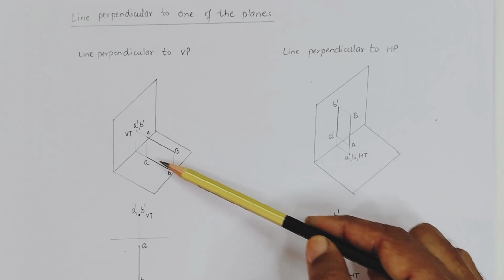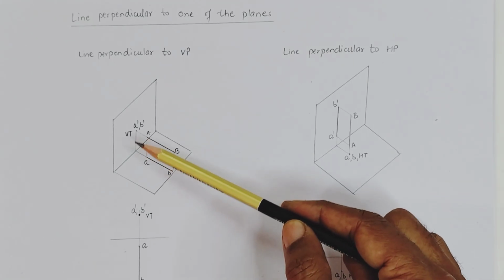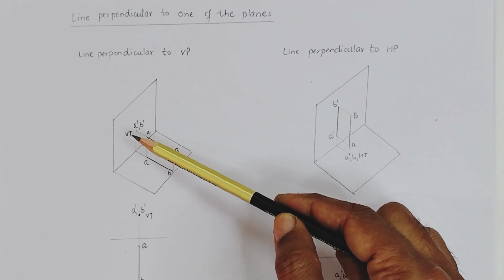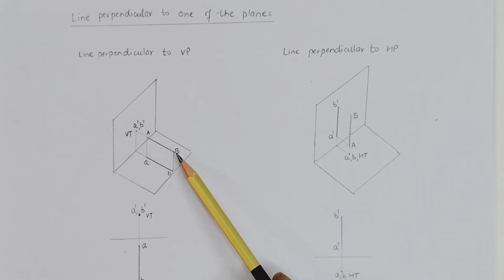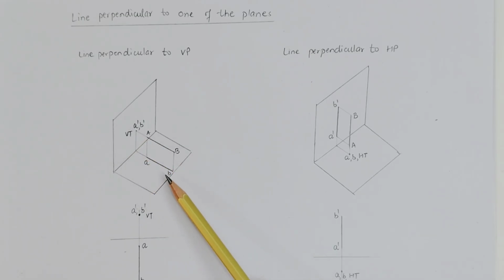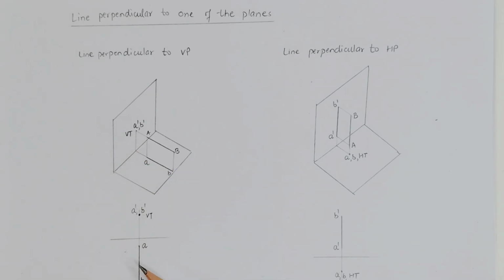In the top view, we have the line projection as AB, which is perpendicular to the vertical plane. In the front view, B and A will overlap, so here is A dash B dash. So AB is the top view and A dash B dash is the front view. We draw the XY reference line with the projector line here.